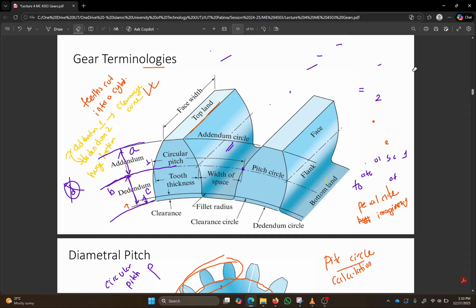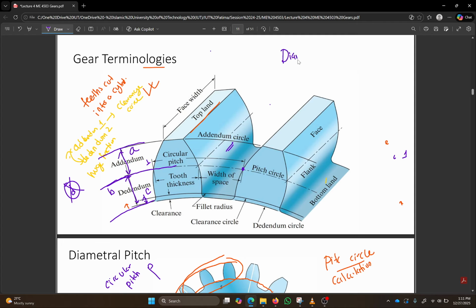Whenever you're dealing with gears, there's another very important definition that you must get. This particular parameter cannot be found on the gear itself. You cannot calculate it on the gear, but it comes from other concepts and derivation. It's called the diametral pitch. Diametral pitch is denoted by a capital P. So do not mix circular pitch, small p, with diametral pitch, capital P. They're also related to one another, and I will come on to it later.